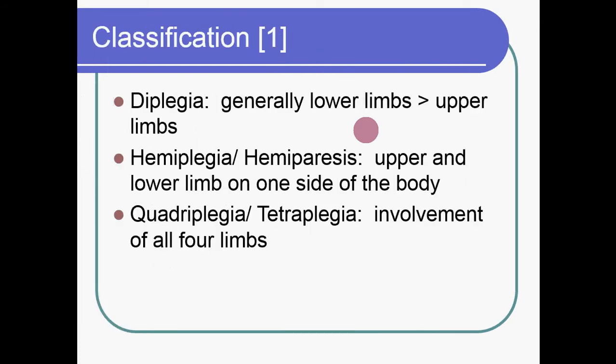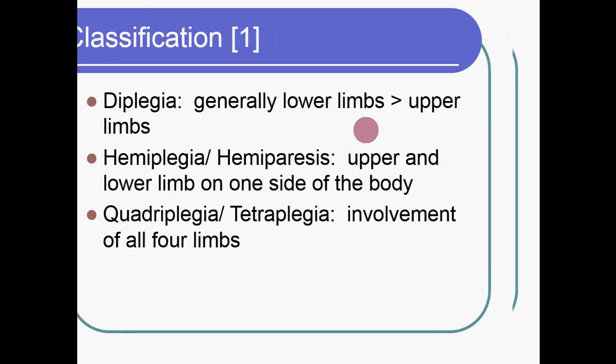Cerebral palsy can be classified according to the number of limbs involved. Diplegia is generally both lower limbs have an involvement greater than the upper limbs. Hemiplegia or hemiparesis is an upper and lower limb on one side of the body. Quadriplegia or tetraplegia is involvement of all four limbs.